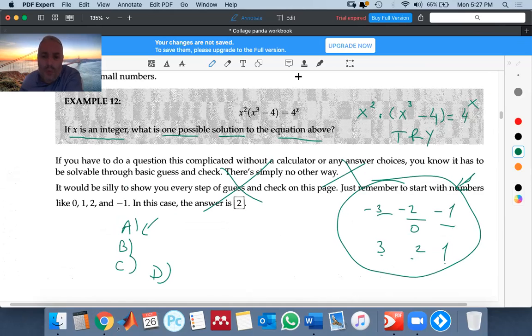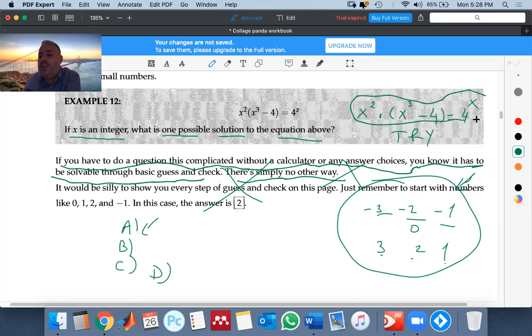It should be, what about how is it given? If you have to do a question this complicated without a calculator or any answer choices, so no A, B, C, D, no calculator, you know it has to be solvable through basic guess. Just guess. There is simply no other way, so you can't solve it. It's not a normal algebraic expression. It's a strange, weird thing.